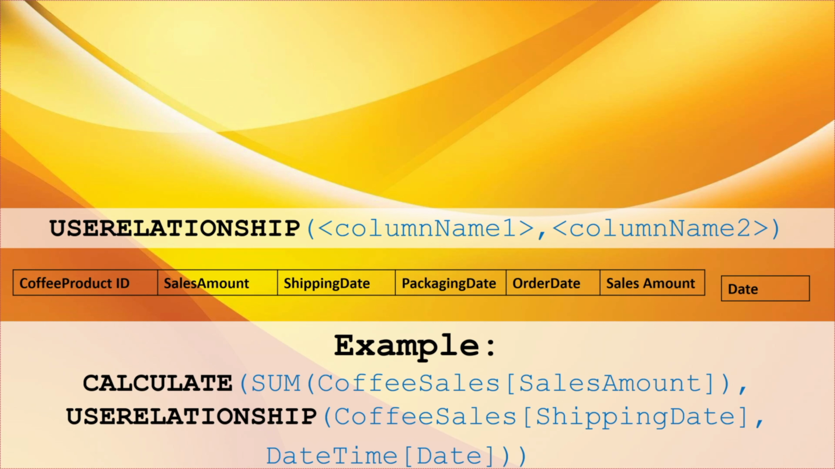So in this way, we will be able to use the relationship between coffee sales shipping date and date time date, right? Usually this relationship between coffee sales shipping date and date time date must exist and should not be the active relationship. Also, the relationship between coffee sales packaging date and date time date should exist and should be the active relationship.